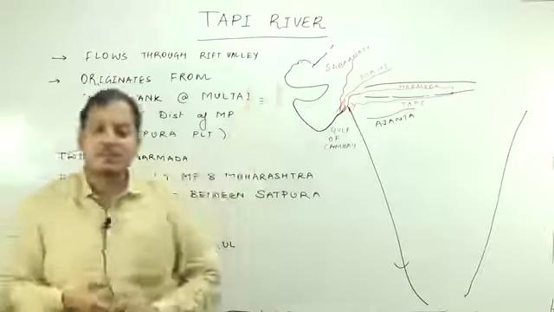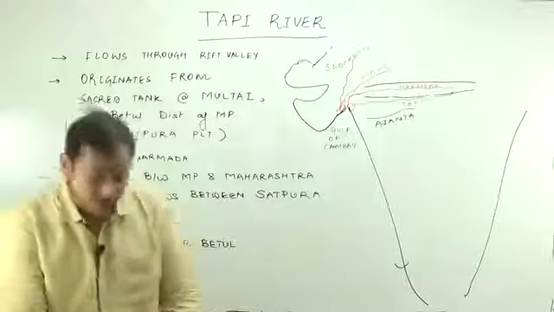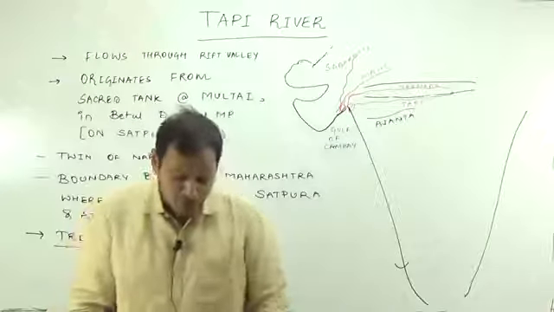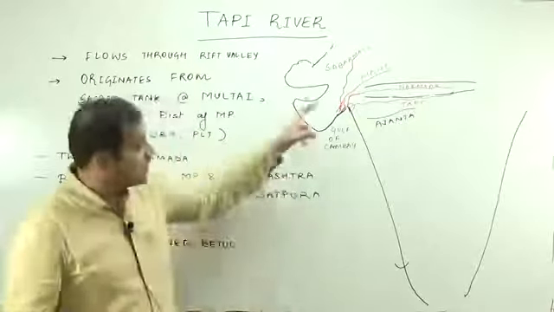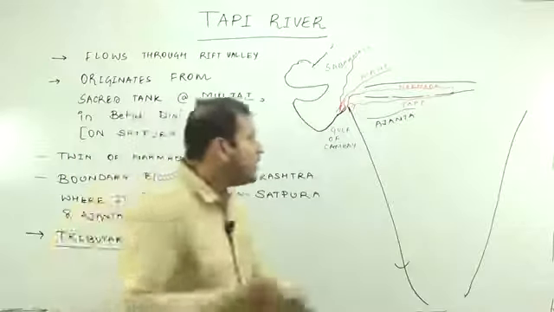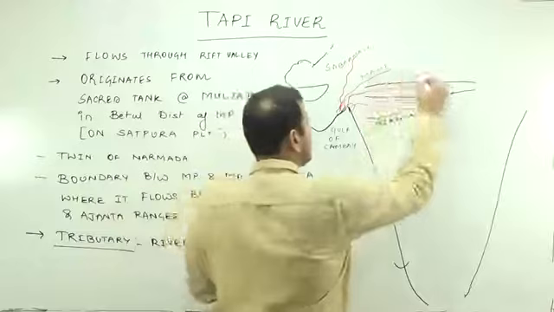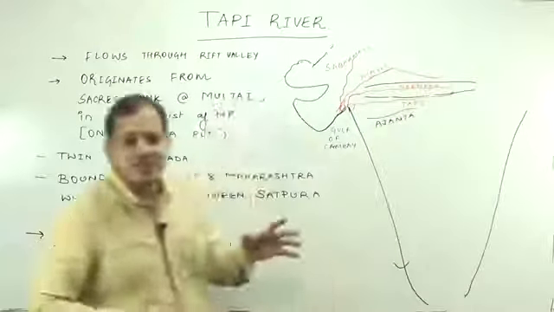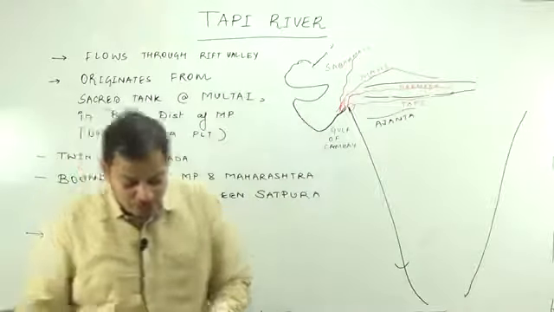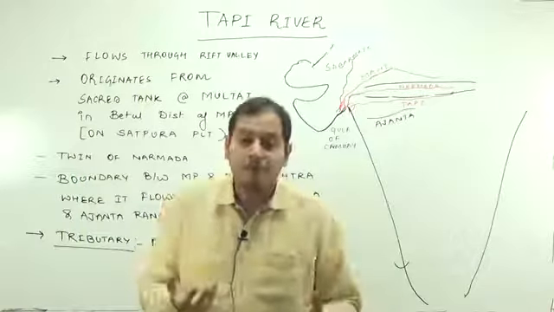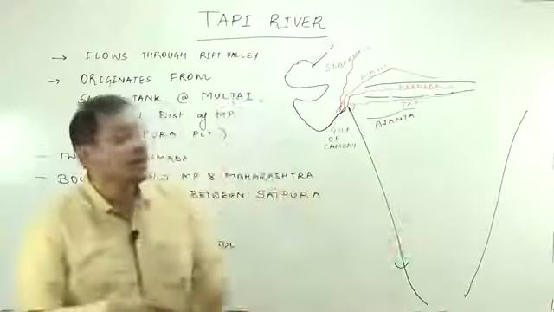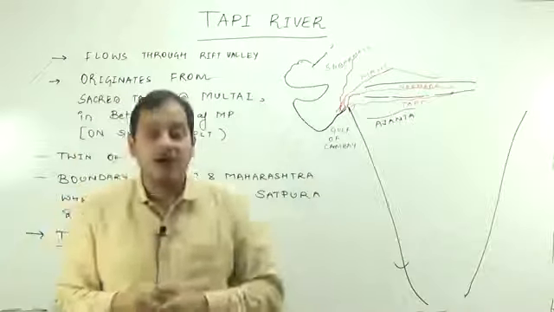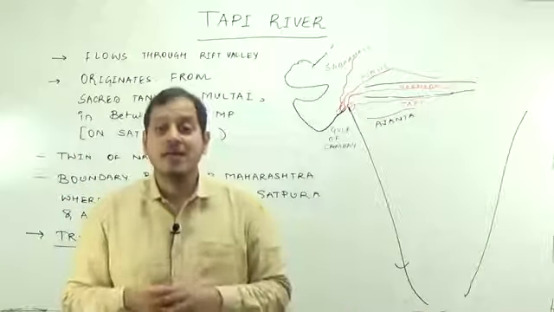Obviously River Sabarmati is an important river of Gujarat. It drains into the Gulf of Khambat. Mahi originates in the Vindhyan ranges and then drains into the Gulf of Khambat. But these are not the things you should remember. After that we have River Narmada and River Tapi.